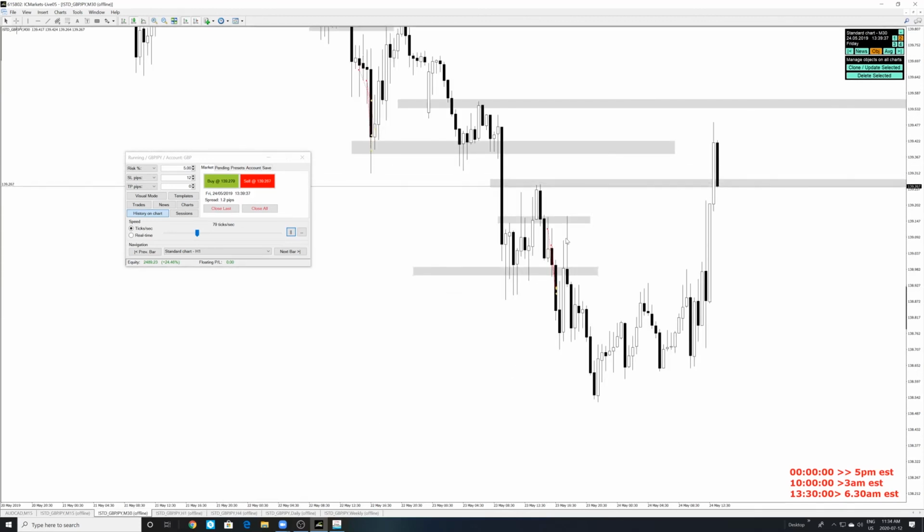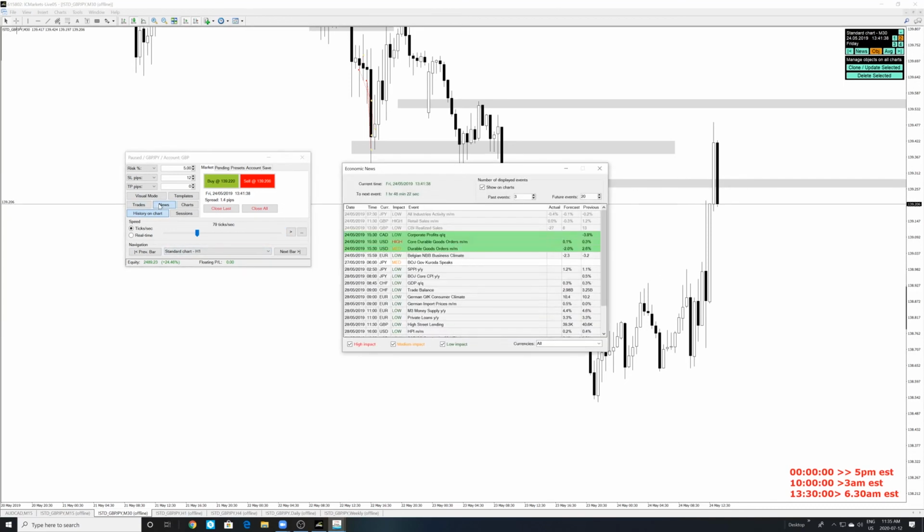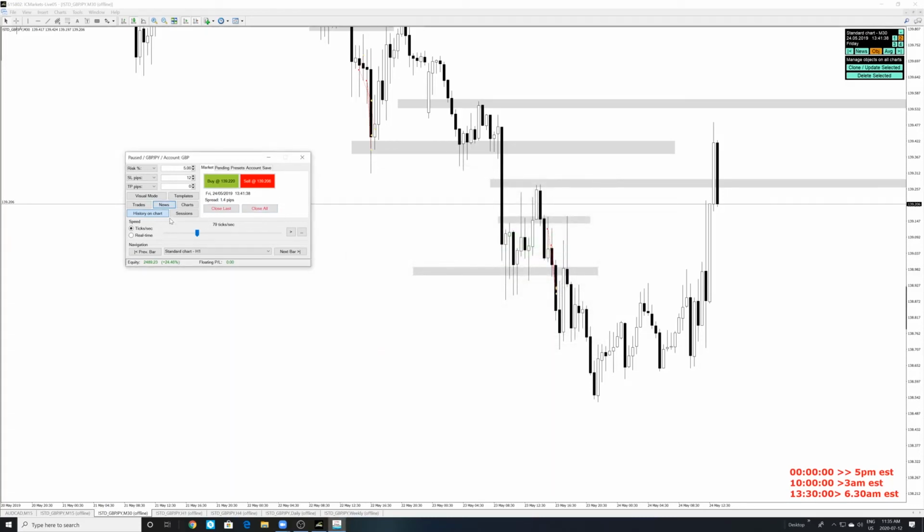Yeah, 30 minutes kind of coming down. I think we might correct this move. I'm not sure if there was any news or not, but since the simulation started, we haven't really looked at any news. Oh, this was the pound news. The news was really good. That's why it pumped up.